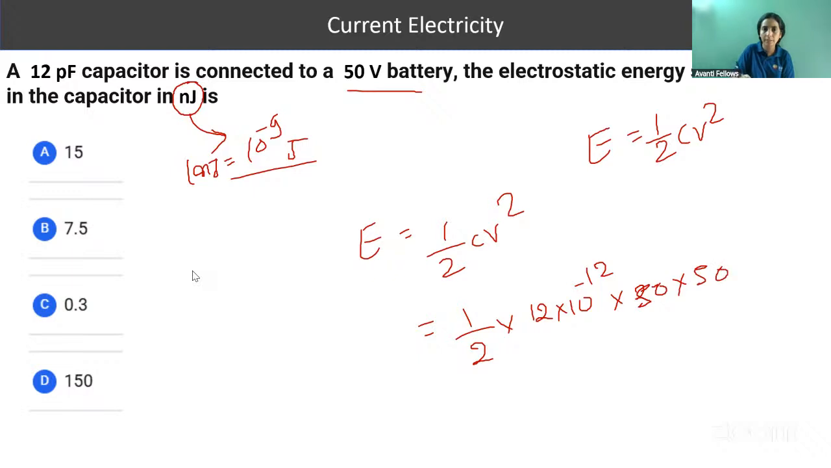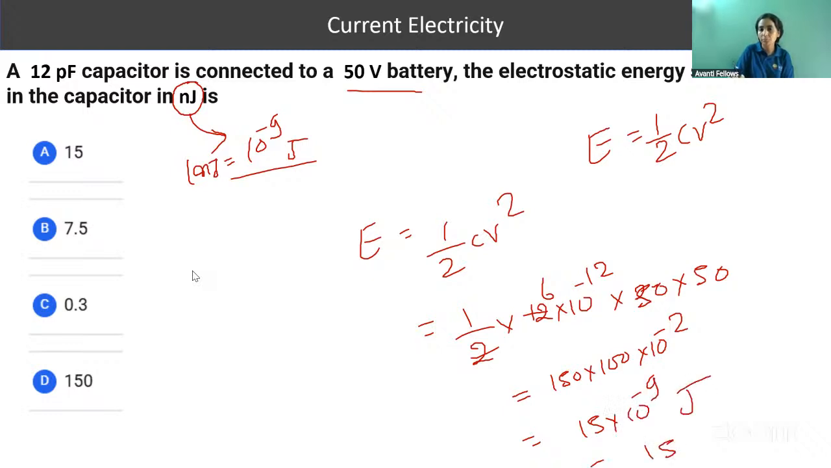This one you put there, right? So if you calculate it, this will become 6 into 5, 30. 30 into 5, 150 into 100 into 10 to the power minus 2. So take 3 zeros from here over there, it will become 15 into 10 to the power minus 9 joule. And this is equal to 15 nano joule. So this is going to be the answer, right? Sai, yes, correct. Now that's correct.